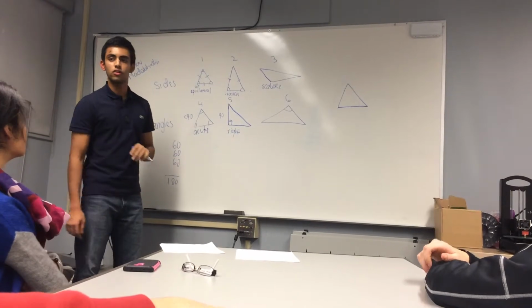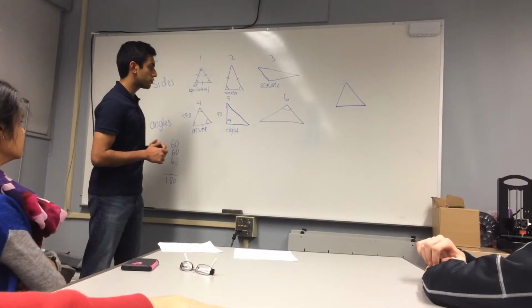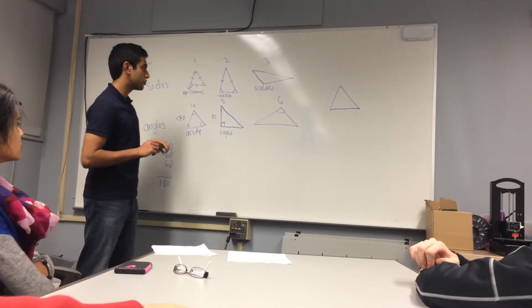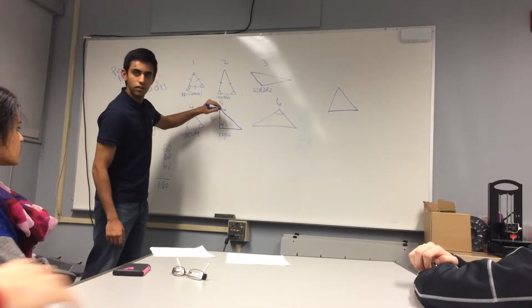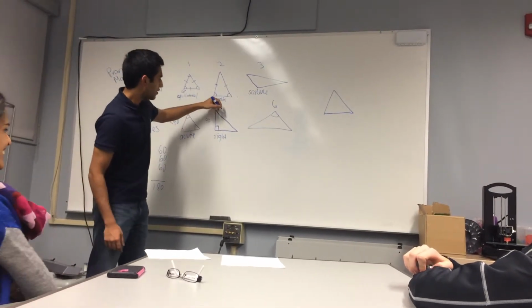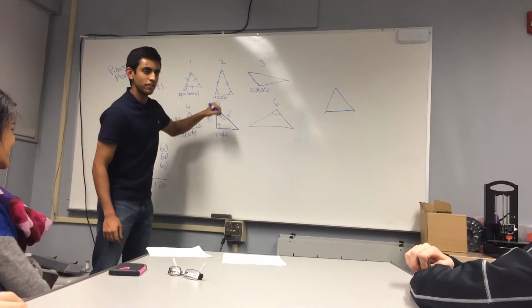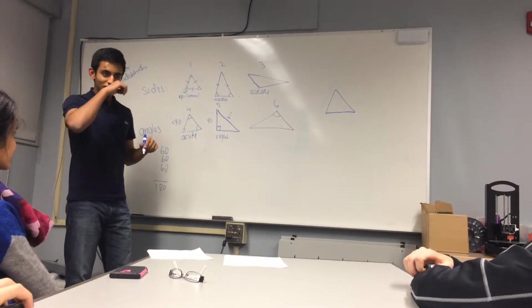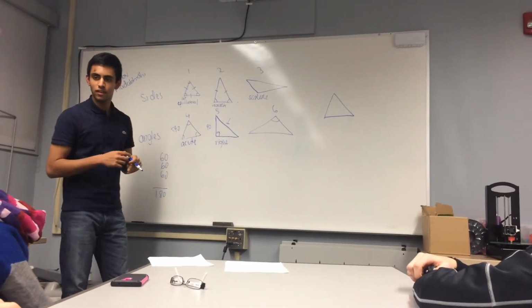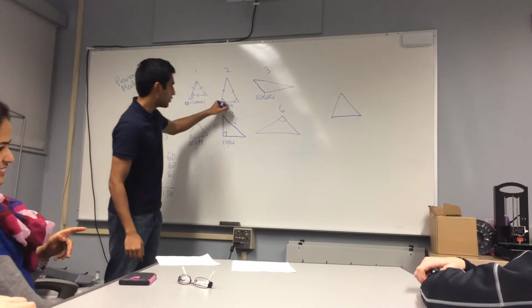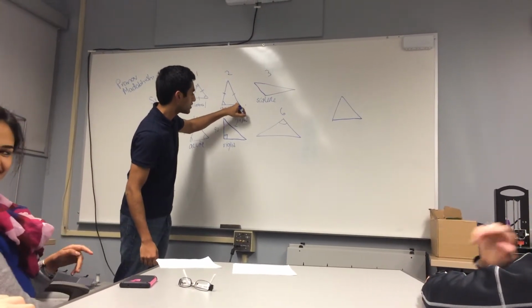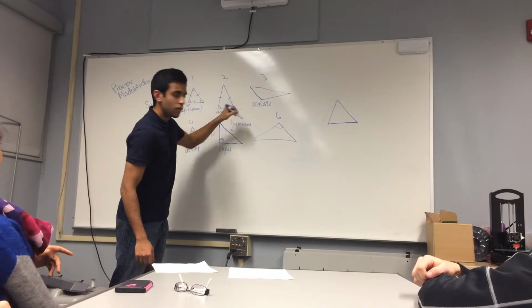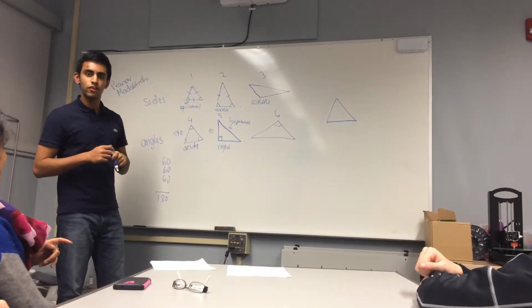This one you'll be working with a lot in future years, especially trigonometry, geometry, all kinds of things. What's this side called? Does anyone know? Hypotenuse, yes. And a hypotenuse is always the longest side of a triangle.